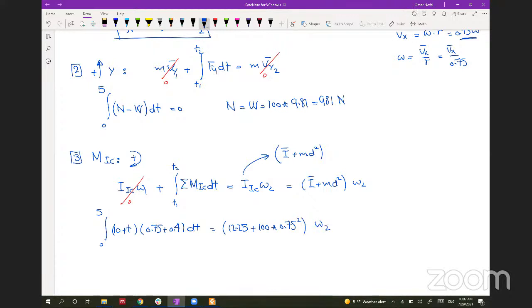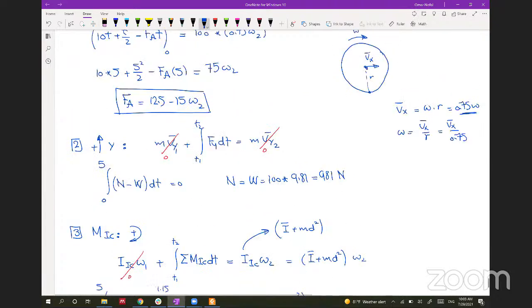And when we integrate this equation, it should give us 1.15 times 10t plus t squared over 2, and I'll substitute from 0 up to 5, and here it should give us something in omega 2. After you substitute all of these, this term will be 71.875, and you will have another term here, and this should give you that omega 2 is equal to 1.05.